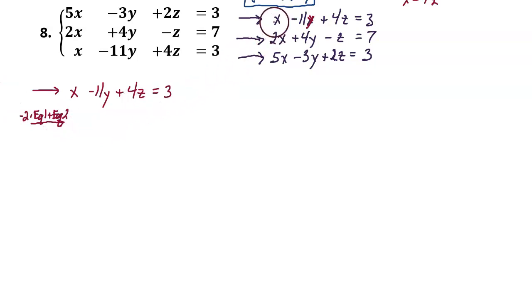Let's talk it through. Negative 2 times x is negative 2x. Add 2x is eliminated. Negative 2 times negative 11y is 22y. And then add 4y is 26y. Negative 2 times 4z is negative 8z. And then add the negative 1z to make negative 9z. Negative 2 times 3 is negative 6. Negative 6 adds 7 makes a 1.